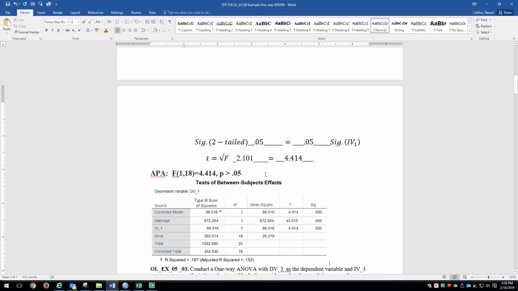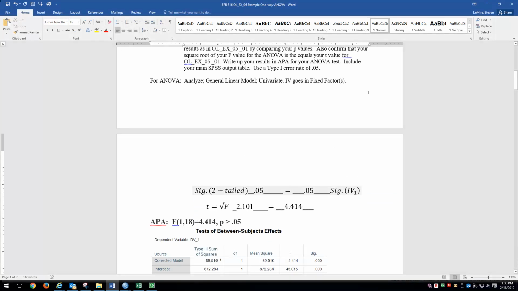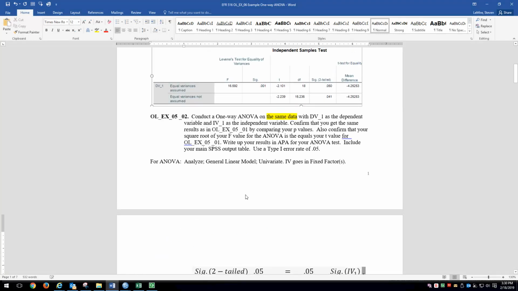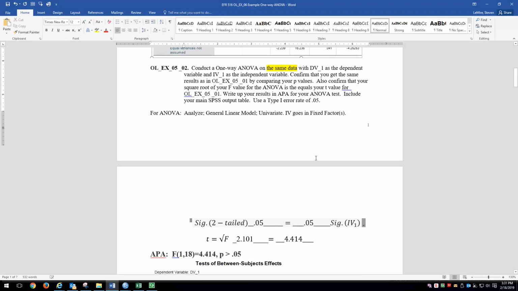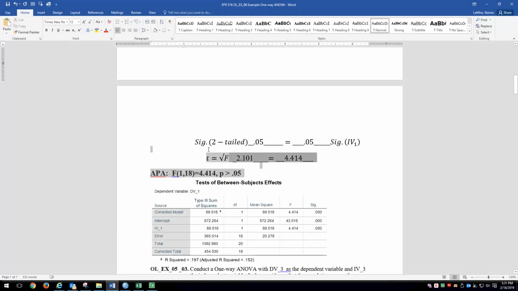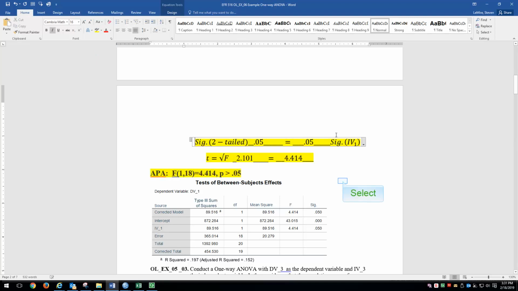And that's what I'm looking for, the APA and these two confirmations. And like we had done in class the other day, I'm going to go ahead and make these yellow. So I'll put my answers in yellow. I'd appreciate it if you do that for me.